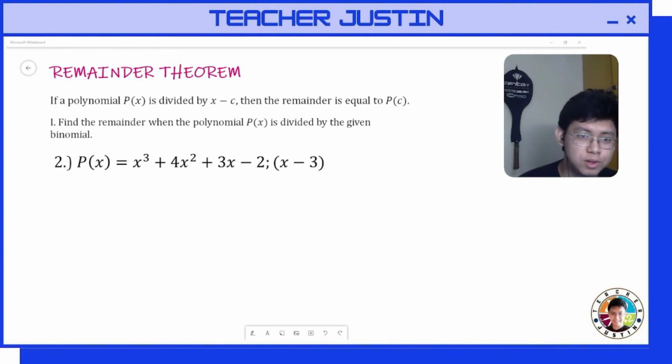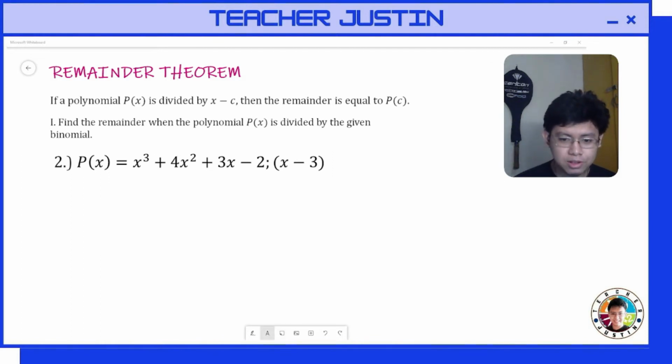On today's topic, we're going to talk about remainder theorem. For remainder theorem, if a polynomial p of x is divided by x minus c, then our remainder is equal to p of c. Now, let's have an example in finding our remainder when the polynomial x raised to 3 plus 4x squared plus 3x minus 2 is divided by a binomial x minus 3. So let's find our remainder when we divide these two polynomials.